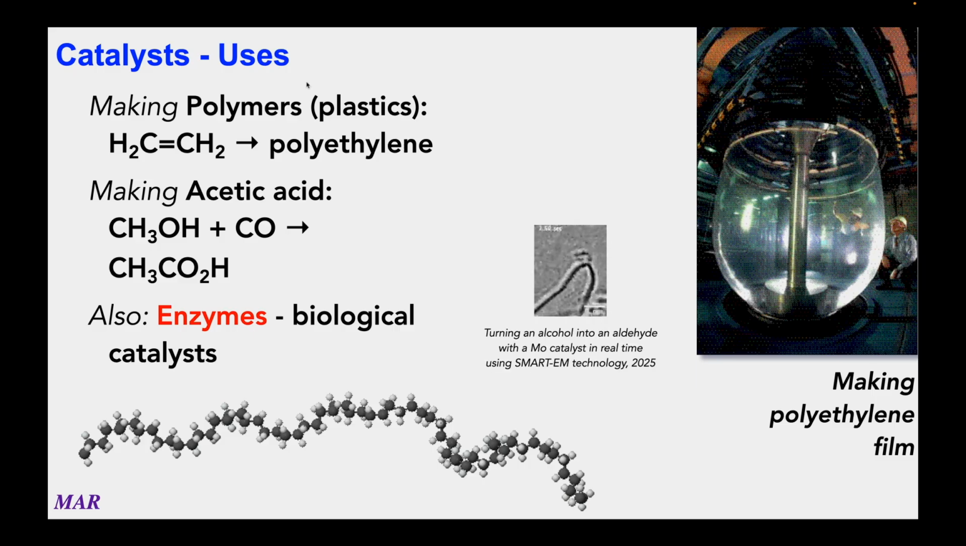This is a picture from 2025. It shows turning an alcohol into an aldehyde. The alcohol would be like methanol, CH3OH, and it's turning it into an aldehyde, which is a carbon hydrogen with a double bond on it. It's pretty cool. This is a brand new thing. It uses some kind of molybdenum catalyst. A lot of times the identity of the catalyst is kind of a trade secret. They don't usually reveal that, which is fine. I just think it's kind of cool that they are starting to get movies of this kind of transformation.